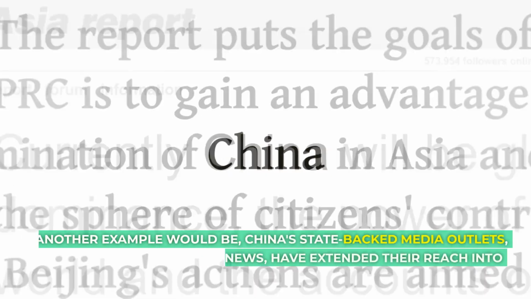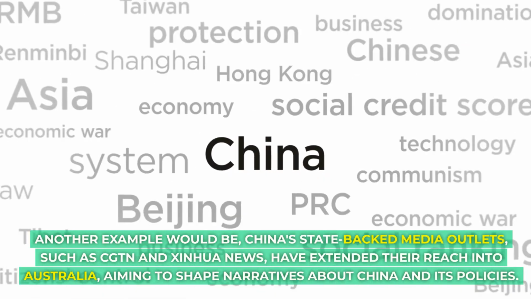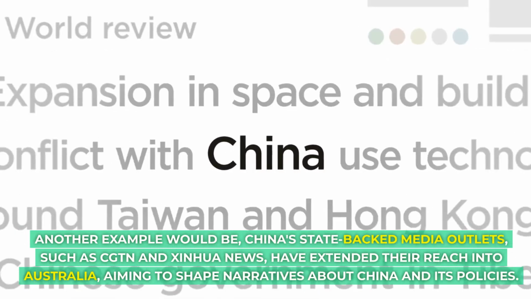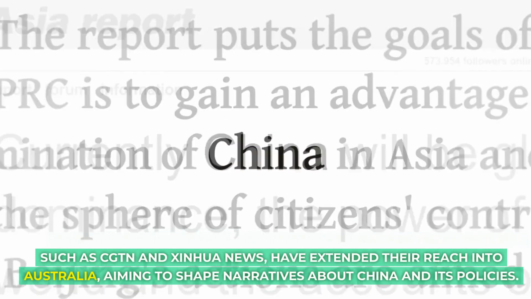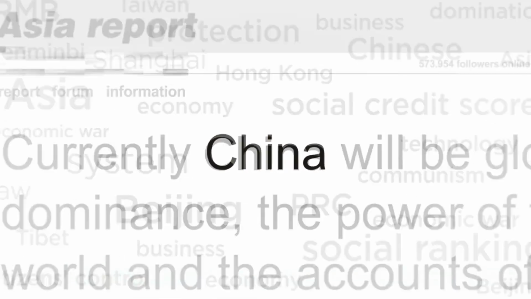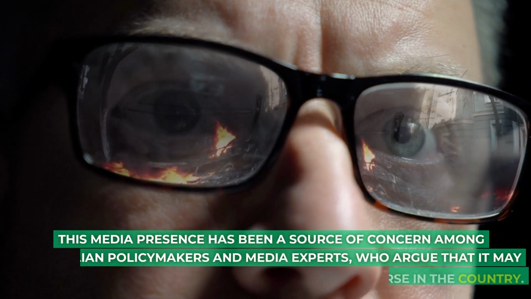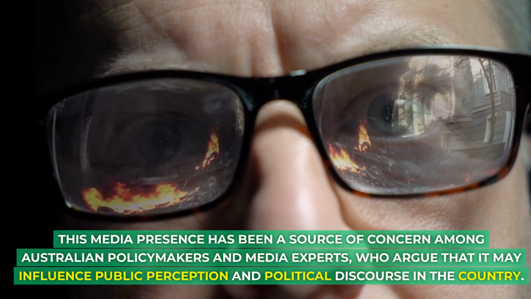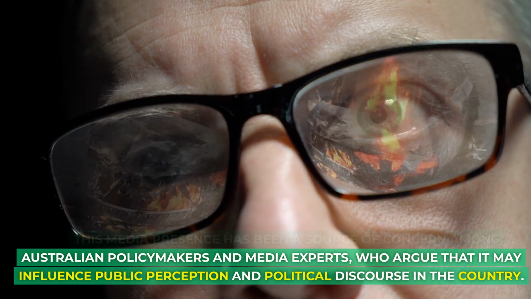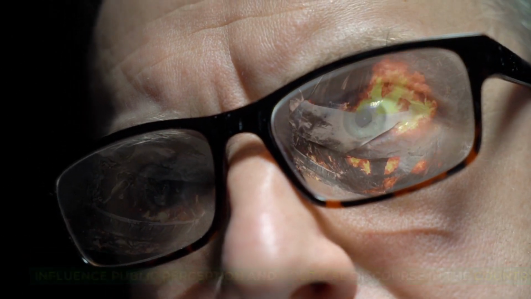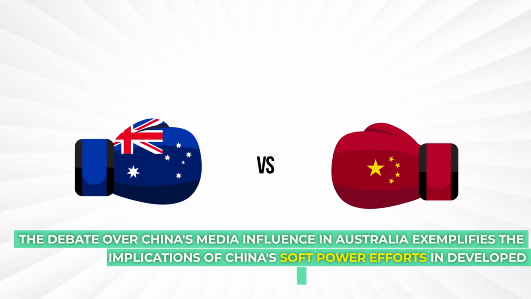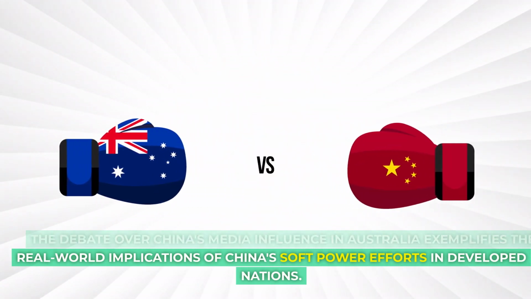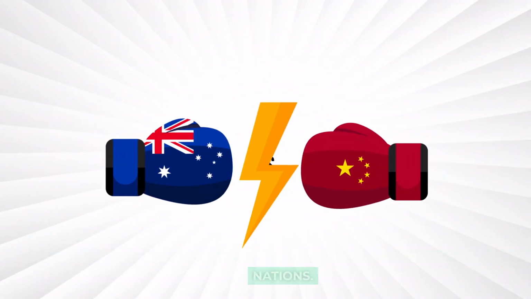Another example would be China's state-backed media outlets, such as CGTN and Xinhua News, which have extended their reach into Australia, aiming to shape narratives about China and its policies. This media presence has been a source of concern among Australian policymakers and media experts, who argue that it may influence public perception and political discourse in the country. The debate over China's media influence in Australia exemplifies the real-world implications of China's soft power efforts in developed nations.